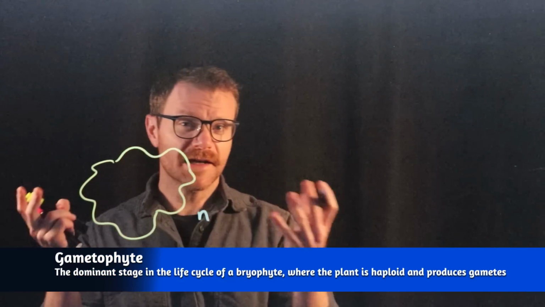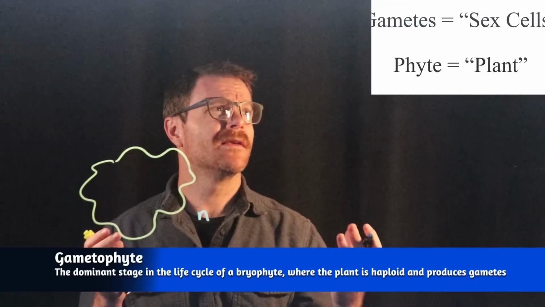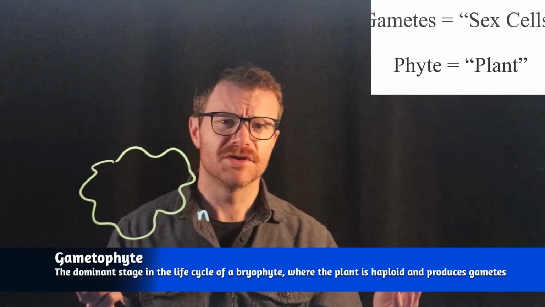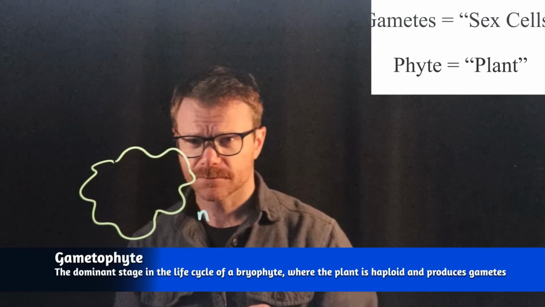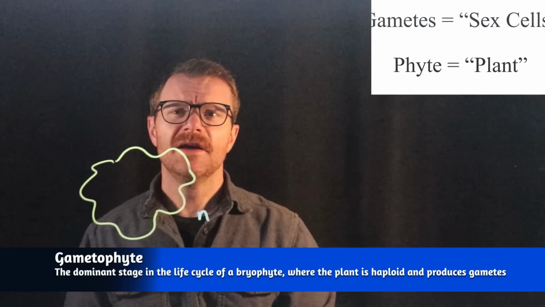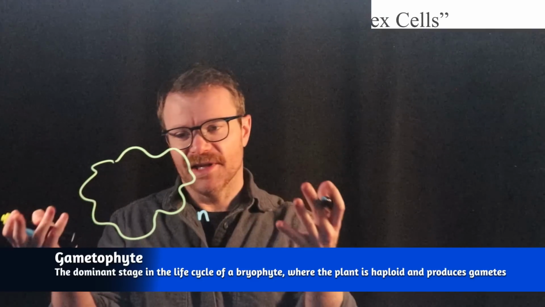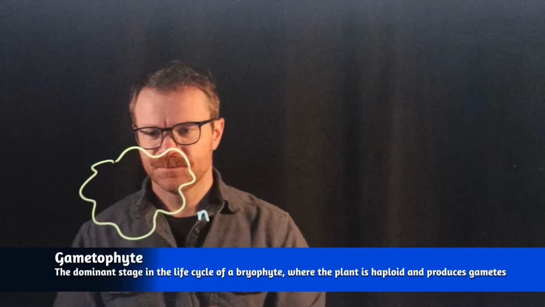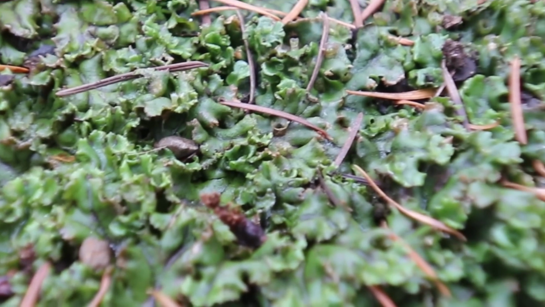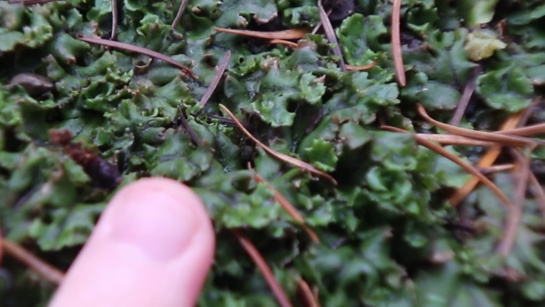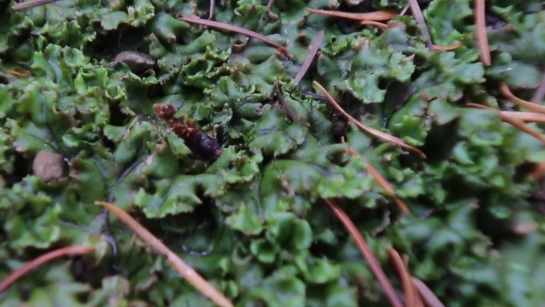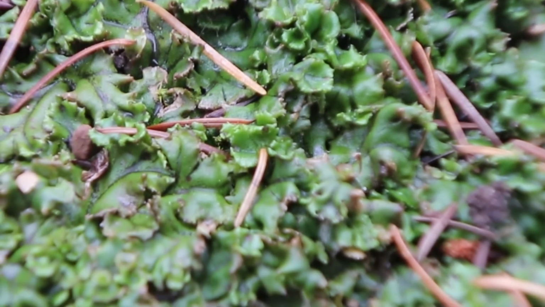Gamete for like sex cells, sperm and eggs. I think it comes from the word for marriage in Greek or something like that. And phyte for plant. So it's kind of like a gamete plant, a gametophyte. And these are basically the liverworts that we see. So when I was walking around my park seeing liverworts, I was seeing haploid plants, these gametophytes.